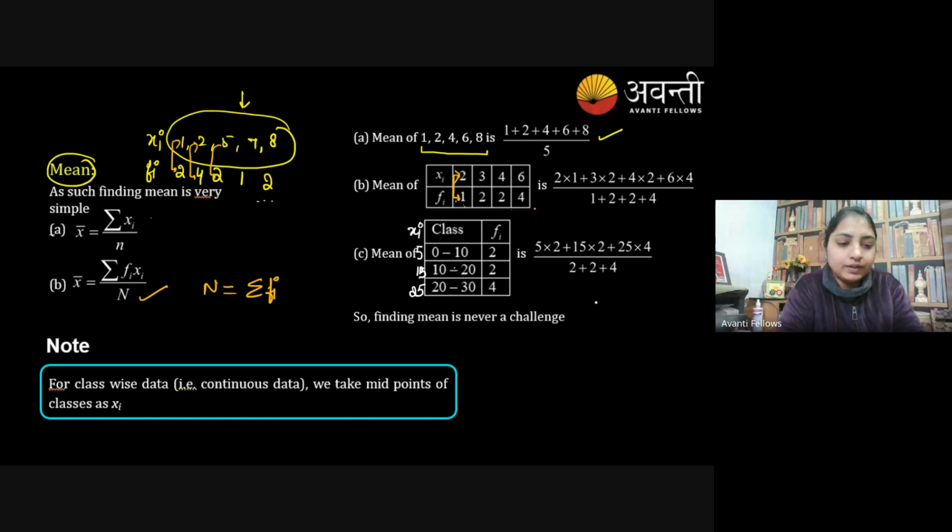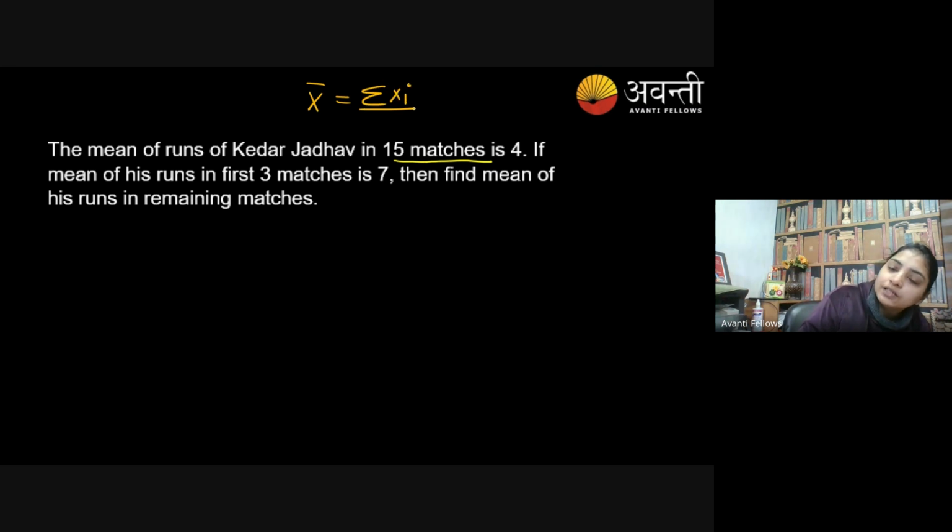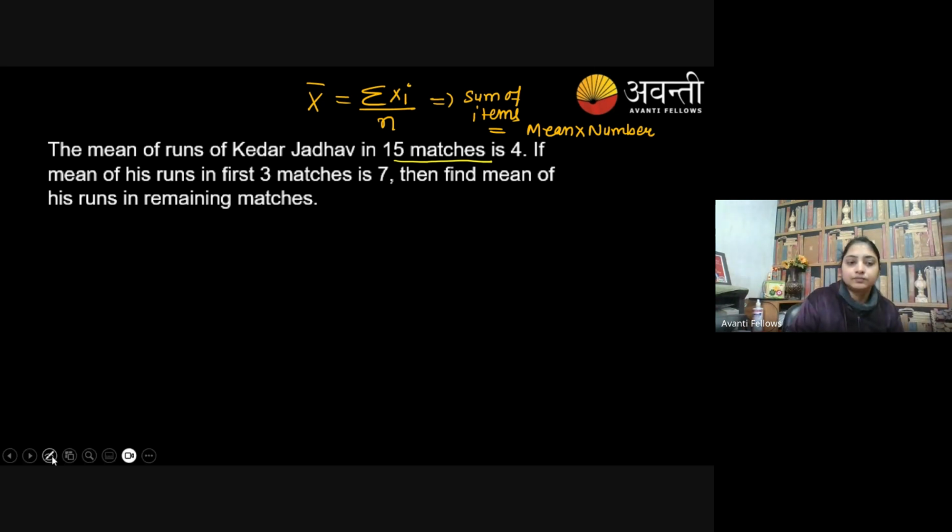Okay. So how will the question come? The question will not come like this, that 1, 2, 3, 5, 6 is given and you need to find the mean. Now, just get the idea of what mean actually was. Mean is equal to summation of xi divided by total number of items, or you can say sum of items is equal to mean into number. Yes or no? Clear to everyone? This is what it means, children.